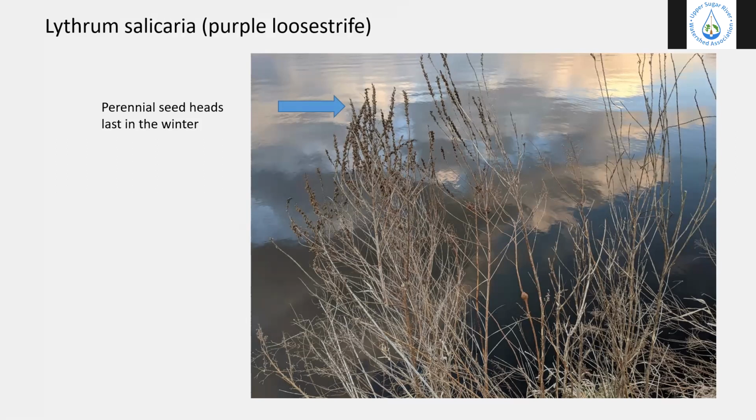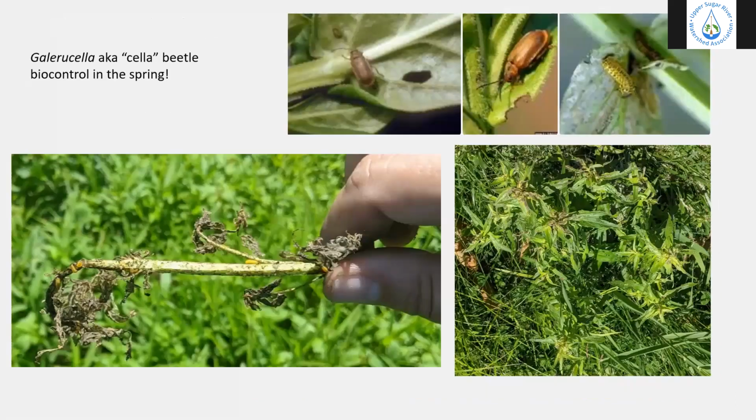So people ask, why is this a problem? Again, I mentioned before, it crowds out native plants. And we have a lot of things here that are used to eating the seeds and the leaves of our native plants, but are not used to eating purple loosestrife.